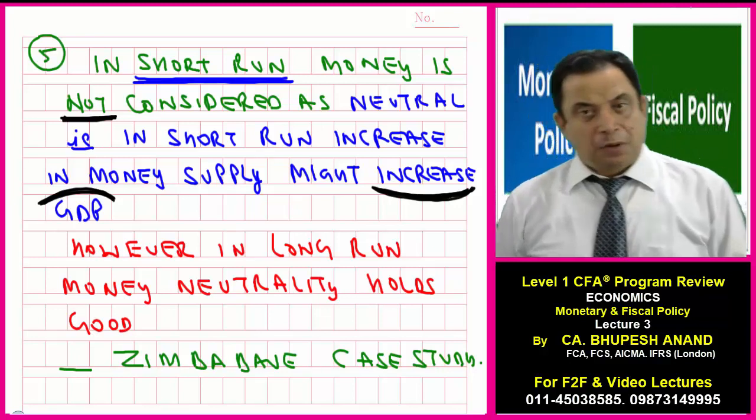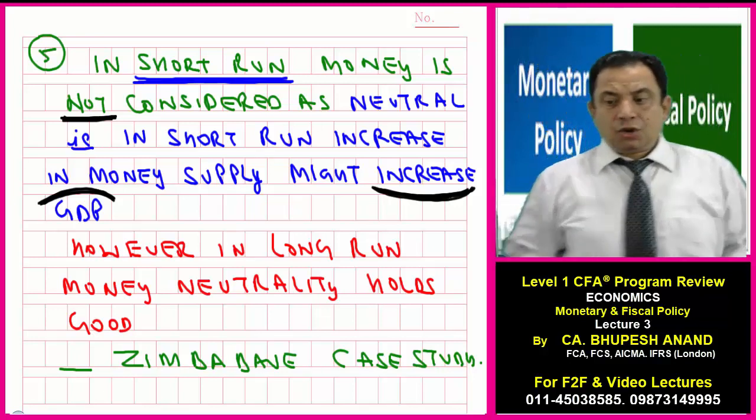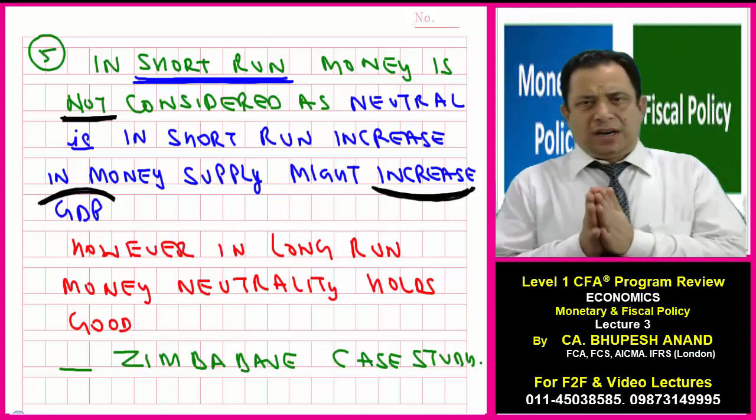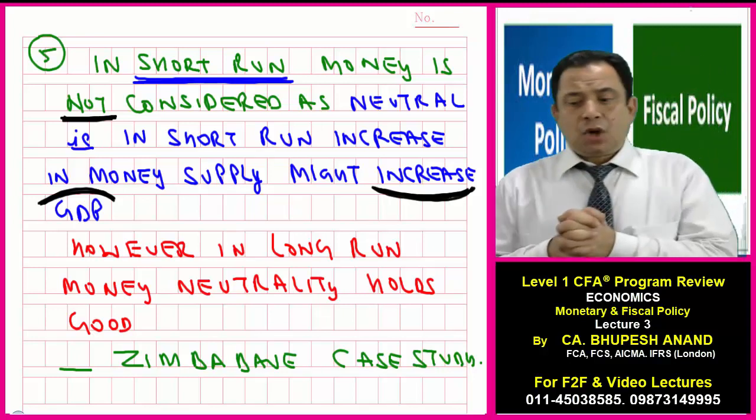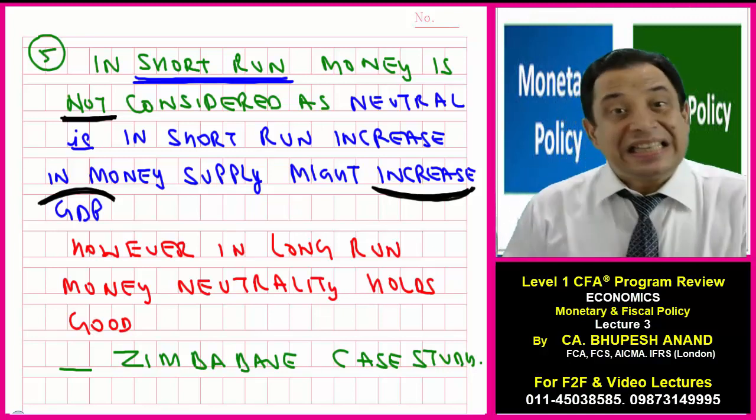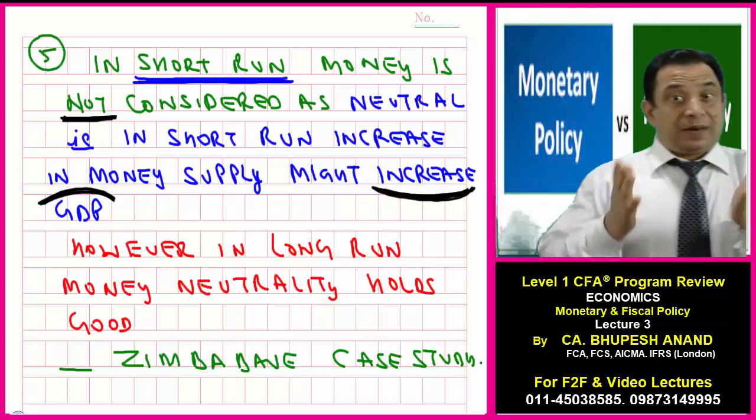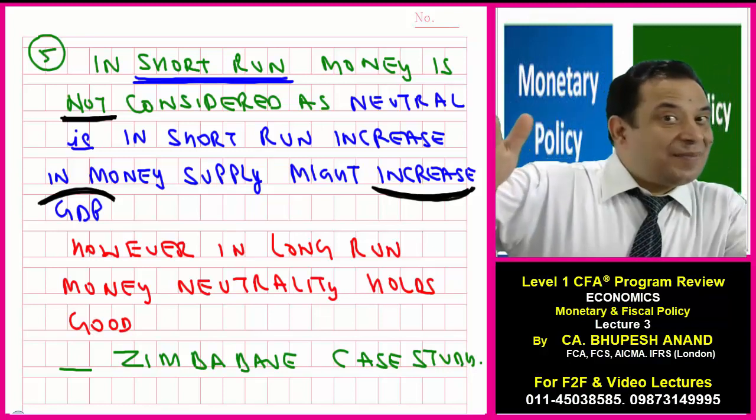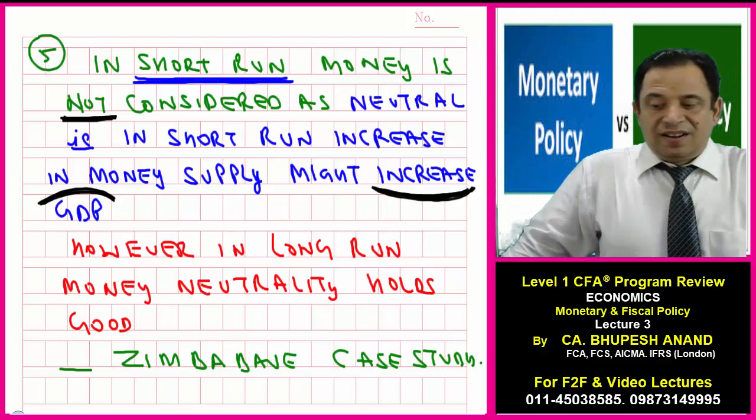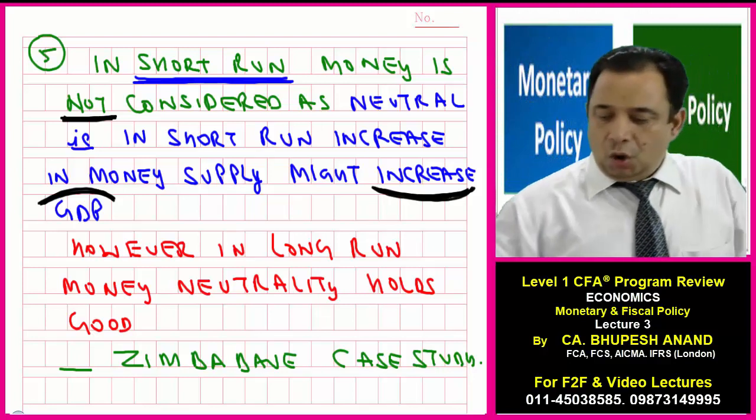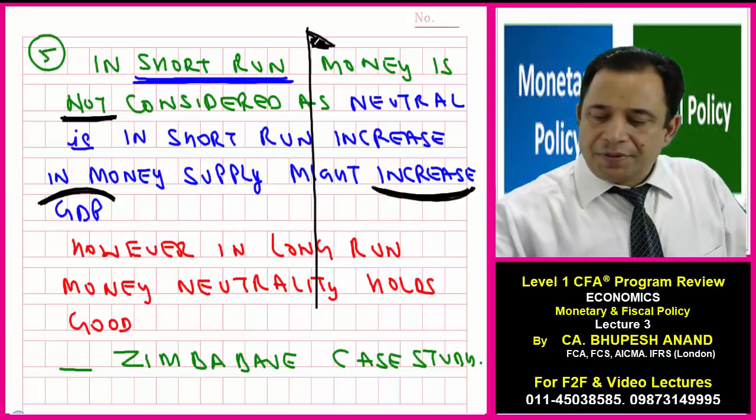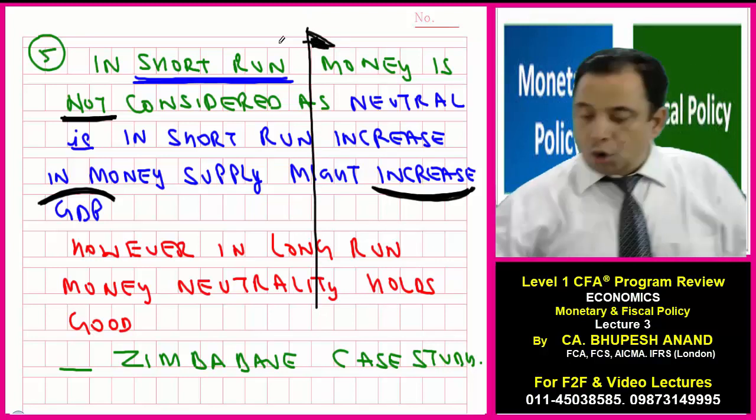I have taken the example of Zimbabwe. That in short run, money is not considered as neutral. No doubt, in short run, money is not considered as neutral. In short run, increase in money supply might increase GDP. It might increase, but it will be only in the short run, my dear friend. In long run, money neutrality will hold good.